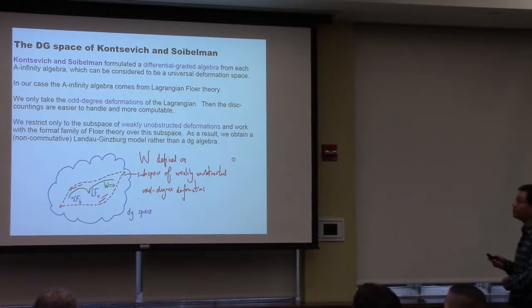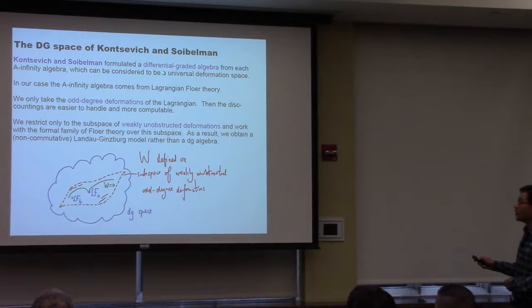Let's compare with the Ricci's differential graded space of Savage and Sauerbach. This is a part of their construction. They consider this differential graded space formed from the A infinity algebra. From the A infinity operators MK, they cook up a differential graded algebra, and this could be considered a universal deformation space. So this is the fixed space here.